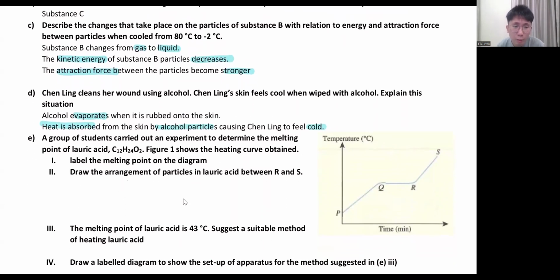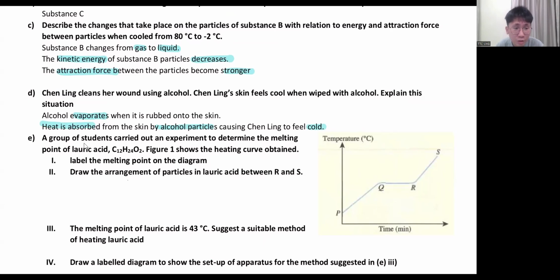Then E going down, a group of students carry out an experiment to determine the melting point. Hey, wait, we got two Junhao. We got two Mark Junhao. Junhao, are you changing device or someone faking your identity? Okay, I think it's the same.